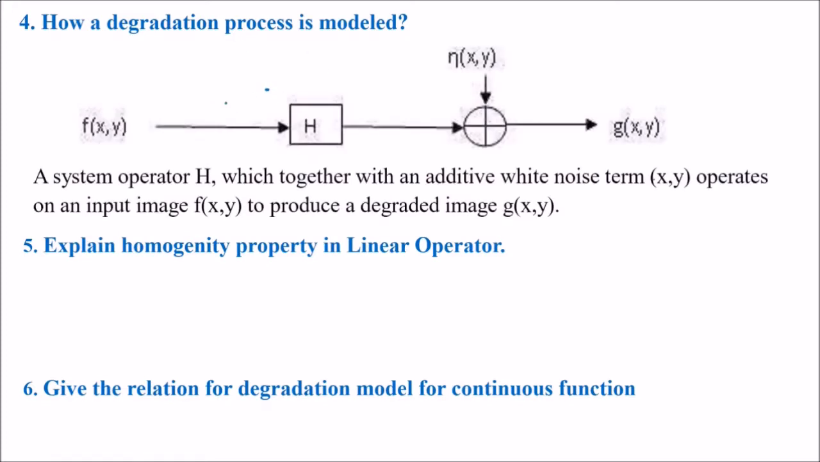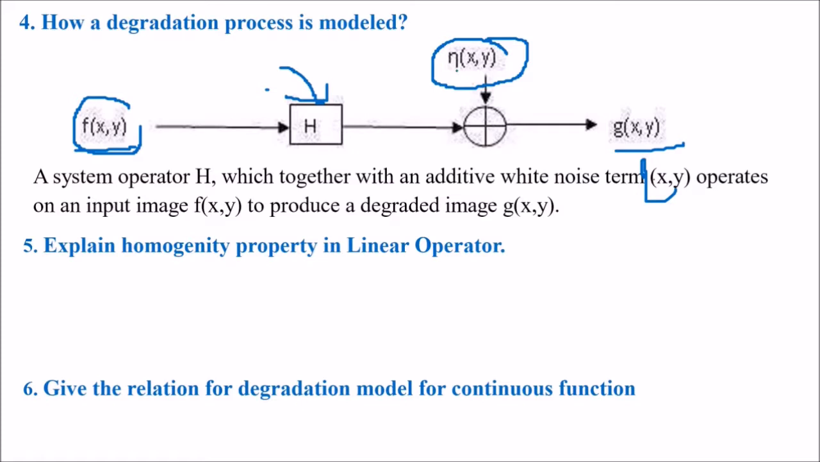How is a degradation process modeled? In the beginning I said I'll explain it more now. So what we are doing here is we have f(x,y), that is our image. Now we have a system operator called h, which together with the additive noise, eta(x,y), operates on the input image f(x,y) to produce our degraded image g(x,y).